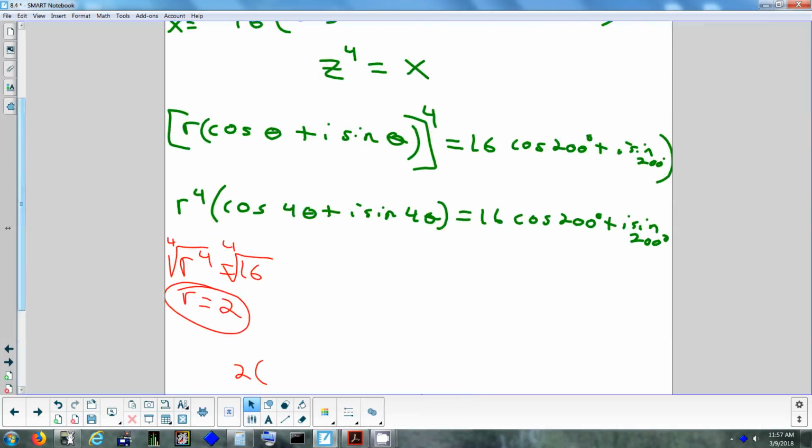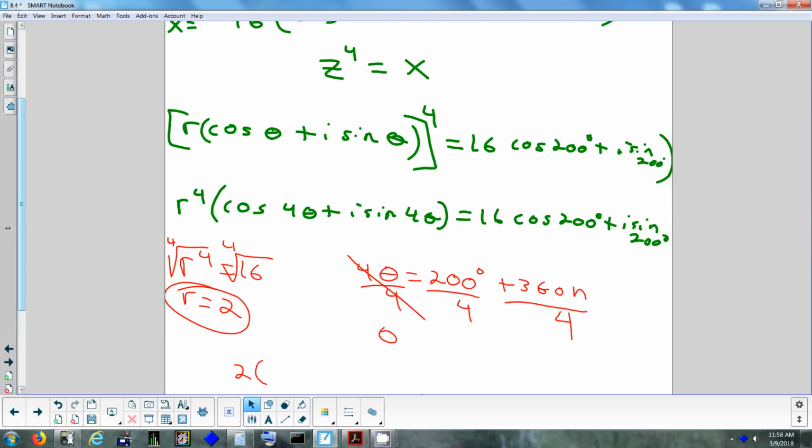Now we just need to figure out the 4 angles we're going to plug in. Tell me what the other equation is. 4 theta equals 200. What do we have to put on the end? Plus 360n. Yes. What would I do next? Divide everything by 4.